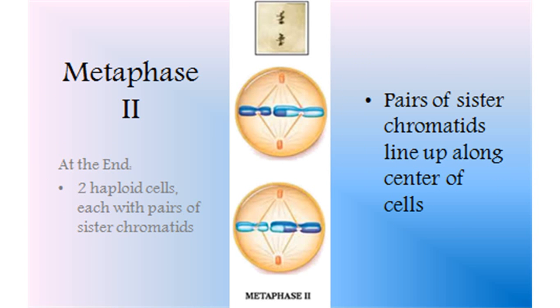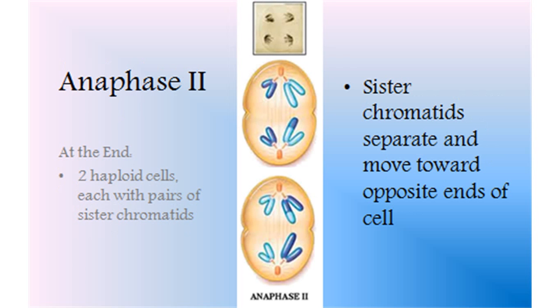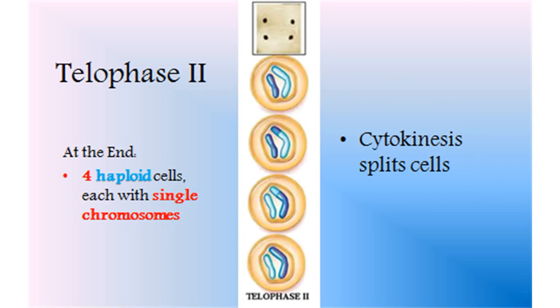In metaphase 2, these pairs of sister chromatids line up along the center of the cell, in the middle, and you're going to separate them during the next stage. During anaphase 2, you separate those sister chromatids from each other, and they move towards opposite ends of the cell. And finally, we end with telophase 2, where cytokinesis splits the two cells that you started with now into 4 cells.